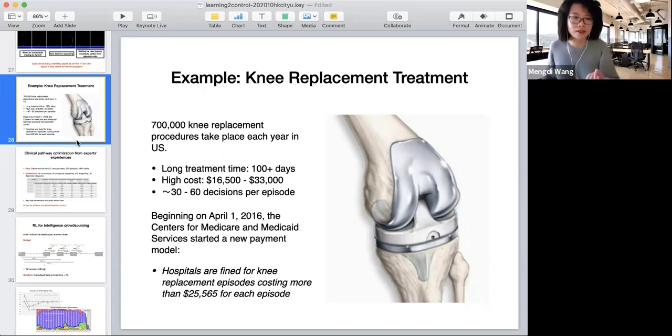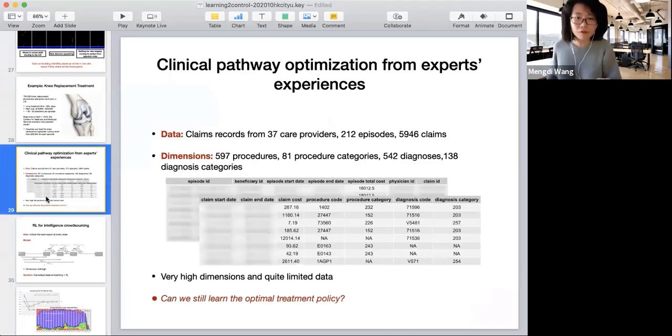Then we got this question from an insurance company. They shared with us a bunch of clinical records and claims records, asking: can you look at the data and see if the cost of knee replacement can be reduced, assuming that they can assign doctors and rehab centers in a more reasonable way? We thought about this and formulated it as a Markov decision process.